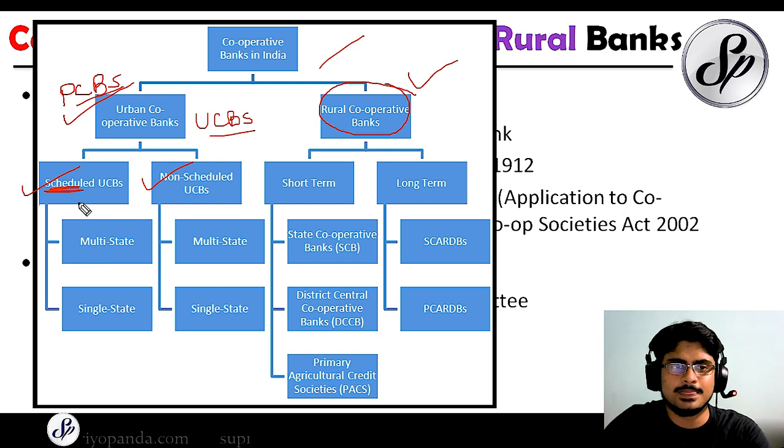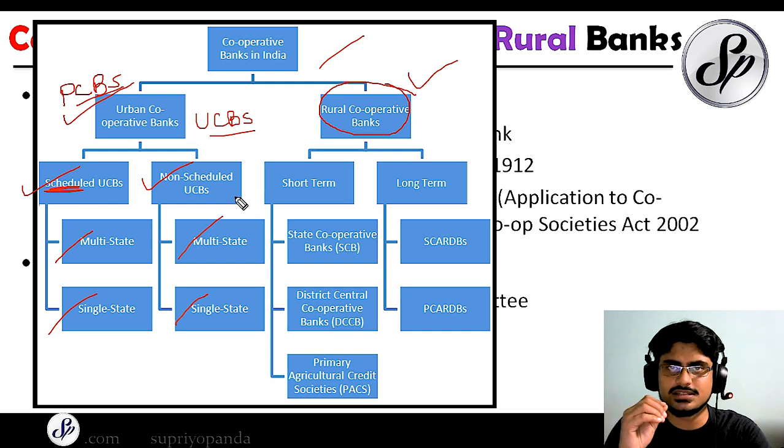And remember that these banks can be multi-state or single state. Similarly, the non-scheduled UCBs can be multi-state or single state. As I told you, the Multi-State Cooperative Societies Act of 2002 is going to apply if they are operating in more than one state. It is very possible that an urban cooperative bank is operating in more than one state. So remember that, it's very important to note.